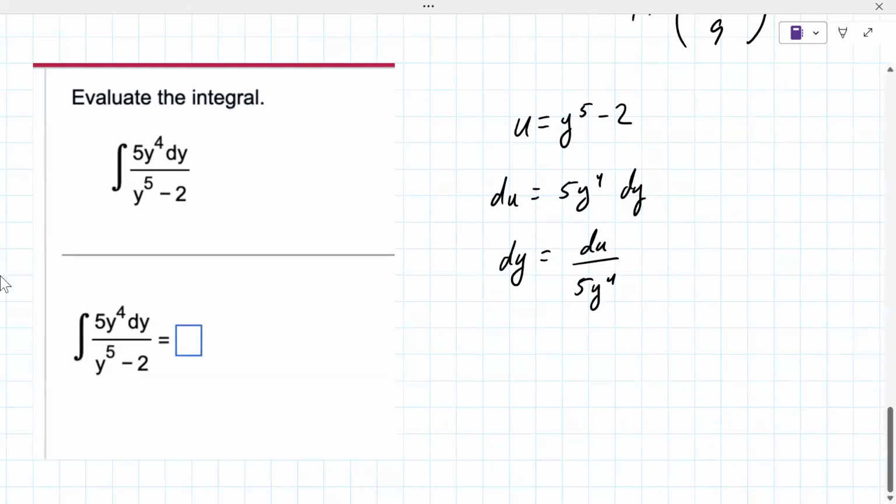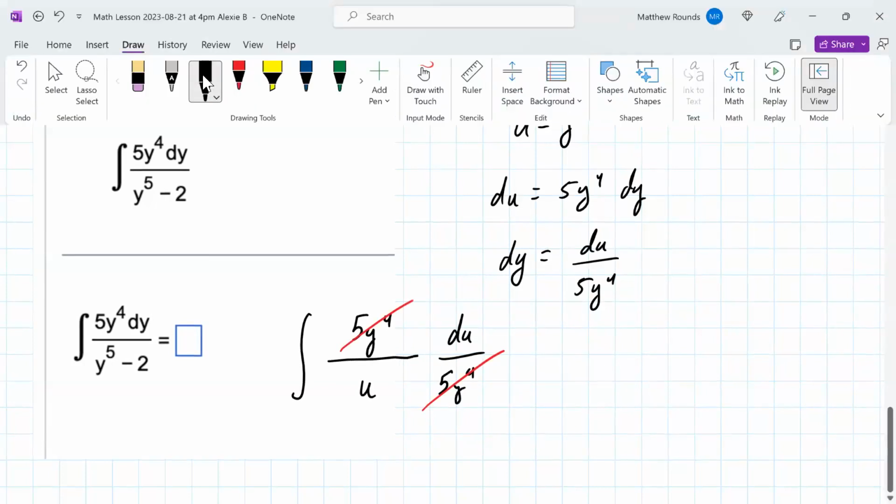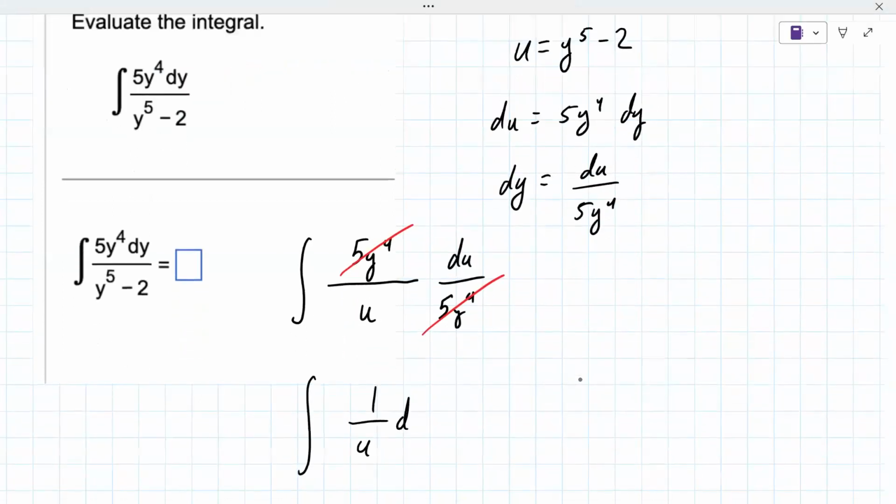Right. So then we go back to the integral. And we always substitute in for u and the dy, or whatever was the u. So we don't have anything for the 5y to the fourth yet over u, but the dy is du over 5y to the fourth. And look at that. Yet again, it cancels out to just the integral of 1 over u du, which is the natural log absolute value of u plus c.